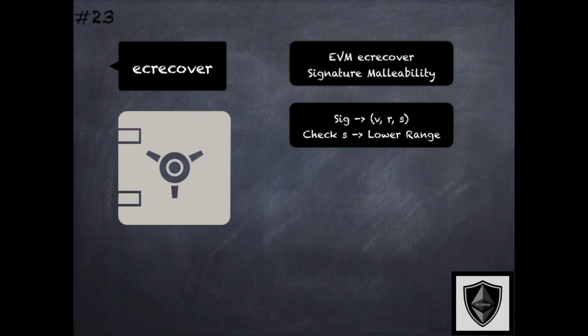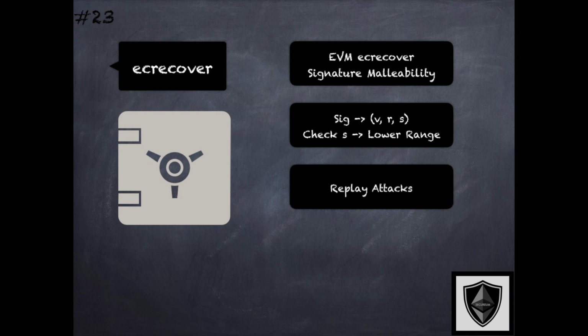In the context of this pitfall, if an attacker has access to one of these signatures, then they can create a second valid signature without having access to the private key to generate that signature. And this is because of the specific range that the S value or the S component of that signature can be in. It can be in an upper range or a lower range, and both ranges are allowed by this primitive, which results in the malleability. And this, depending on the logic of the smart contract and the context in which it is using these signatures, can result in replay attacks.